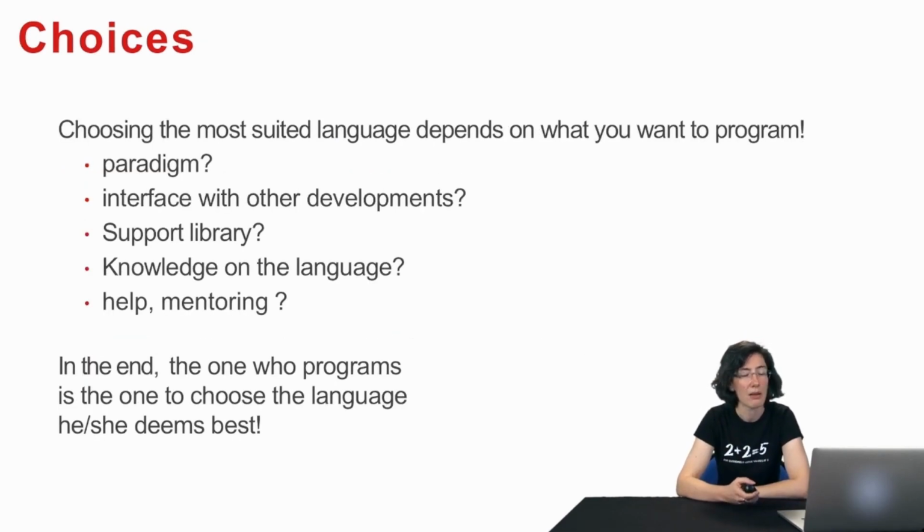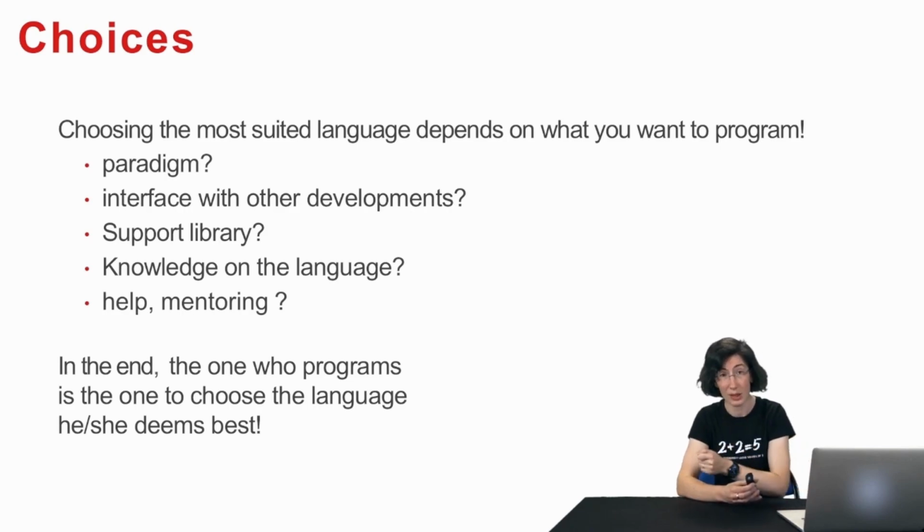In the end, choosing a programming language is always a complex task. It all depends on what you want to program. It depends on what you want to do, what you are used to doing. What paradigm do you want to use? What are the interfaces with other developments? Because our program is often just a part of something bigger. So in that case, to have frequent interfaces, the same language must be used.